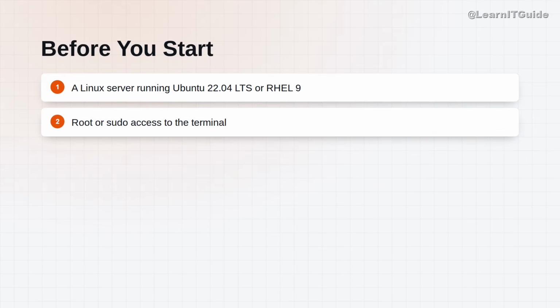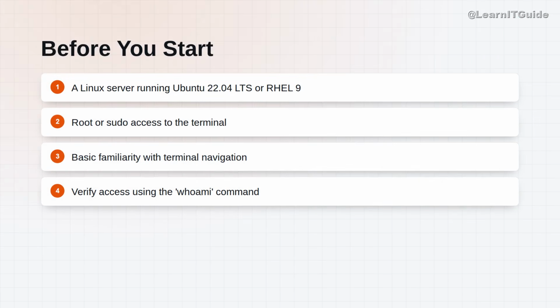Before you start, make sure you have a Linux server running Ubuntu 22.04 LTS or Red Hat Enterprise Linux 9. You need root or sudo access to the terminal to run these security commands. You should also have basic familiarity with terminal navigation. To verify you have the correct level of access, run the whoami command and ensure it returns root or your administrative user.